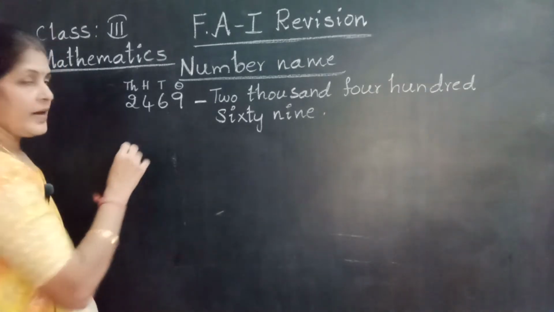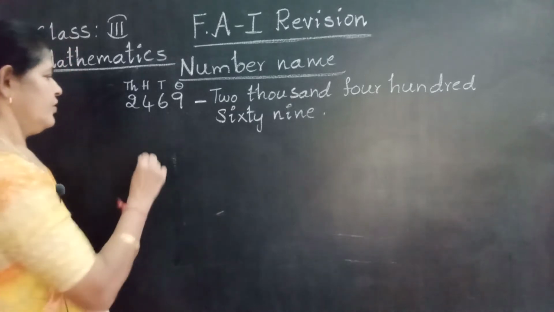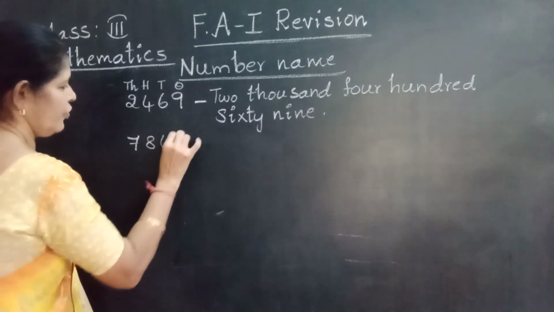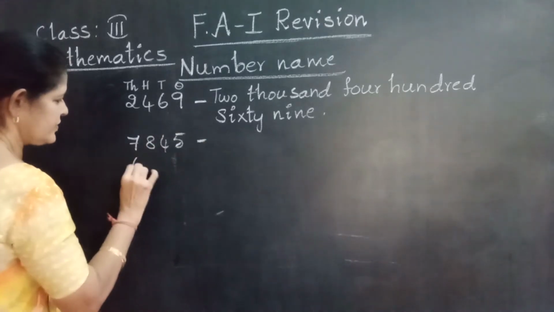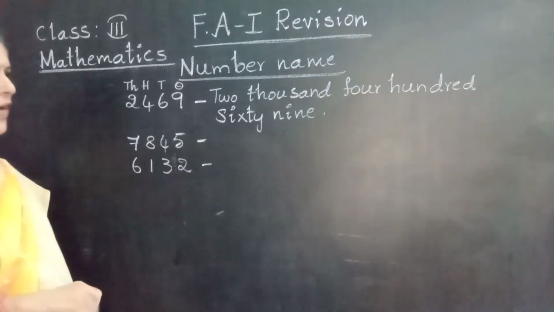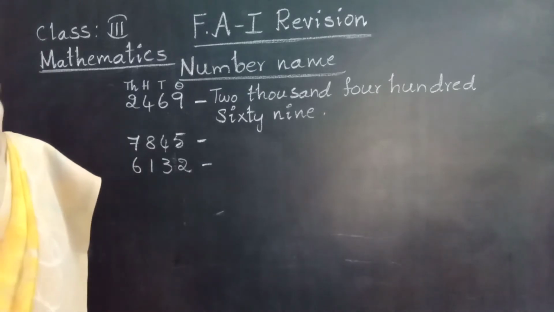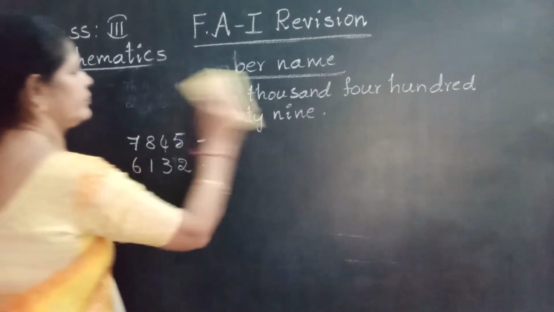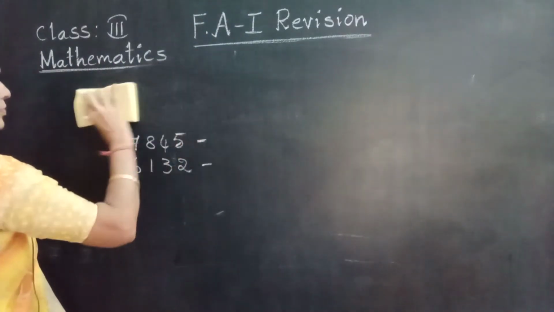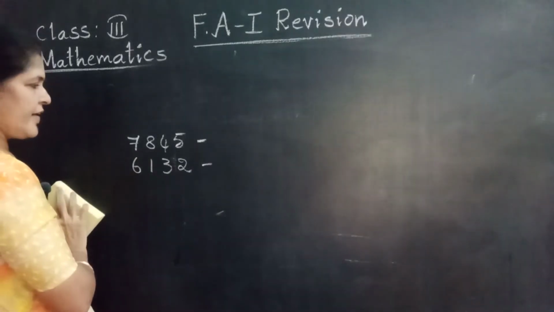Already I sent practice sheets, the revision sheets. Okay. 7, 8, 4, 5, 6, 1, 3, 2. Practice in your homework book. Note down and practice number names. Next one. Number name means write the spelling.